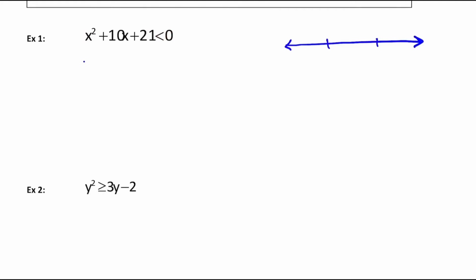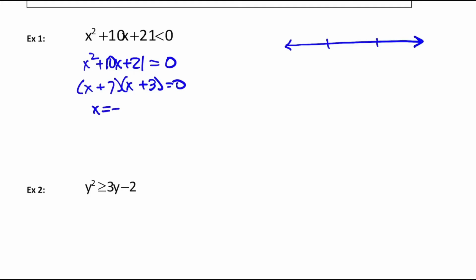Okay, so we got x squared plus 10x plus 21 equals 0. Factor it easy, x plus 7, x plus 3 equals 0. x is negative 7 and negative 3. So we just have to make sure we put these in numeric order. So a smaller one here, bigger one there. That gives me negative 7 and negative 3.